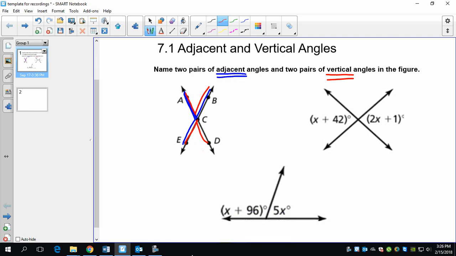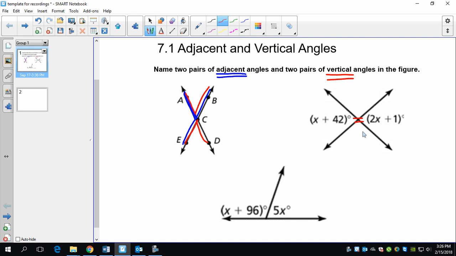Now we also have to do some math when we're dealing with vertical and adjacent angles. So here's the first math problem. We have x plus 42 and 2x plus 1. Now essentially these are equal because we know this angle is congruent to this angle. So we have to combine our like terms and then hopefully we'll come up with an answer.